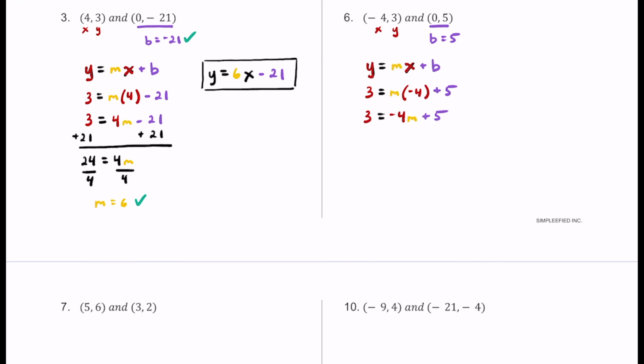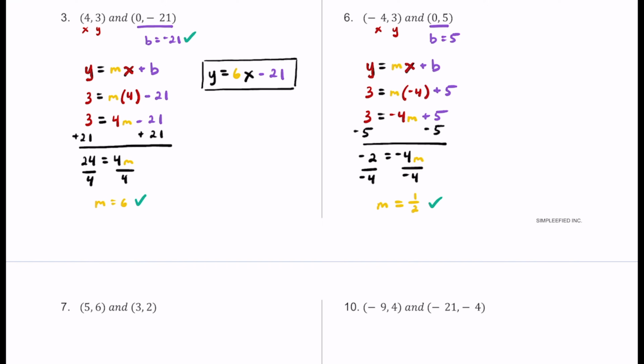Let's go ahead and take away 5 from the right, take away 5 from the left. 3 take away 5 should be negative 2 on the left side. And on the right, we have negative 4 times m. Let's just go ahead and divide both sides by negative 4 to get rid of that negative 4. So we're going to be left with m equals negative 2 divided by negative 4, which is the same thing as positive 1/2.